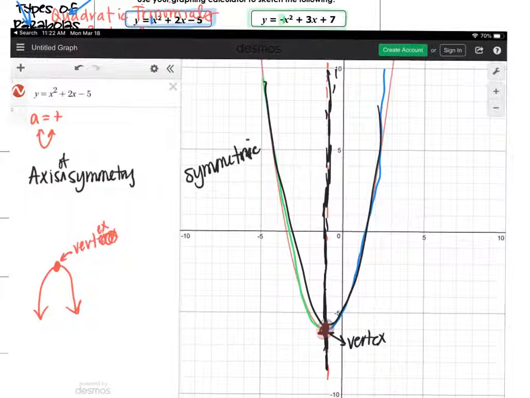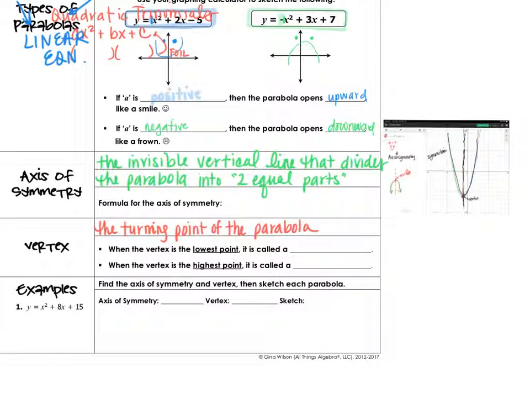And the axis of symmetry, again, is that imaginary vertical line that goes through the parabola, kind of showing you the two equal parts. So to summarize here, the axis of symmetry is that invisible vertical line that divides the parabola into two equal parts. It's the fold line where you can fold the parabola and both parts will touch.